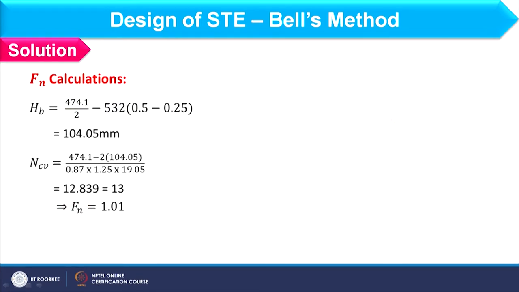Now once you have HOC value, we should find out other correction factors, and let's see how to find out Fn, Fw, Fb and Fl. So let's start with Fn value. Here I am having Fn calculation, and you have already seen that fluid is falling in turbulent flow. So we have to use the graph of Fn, for which NCV should be known to me.